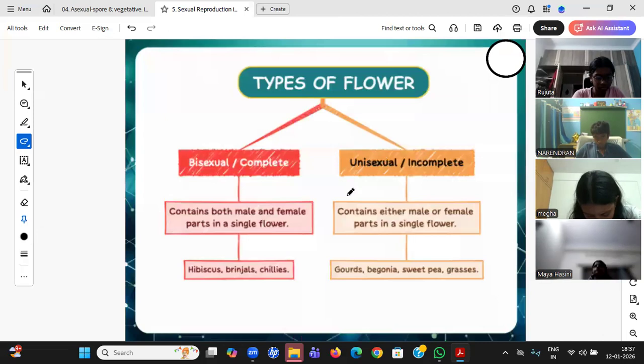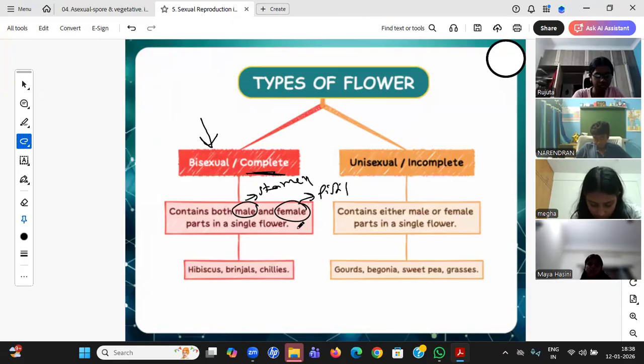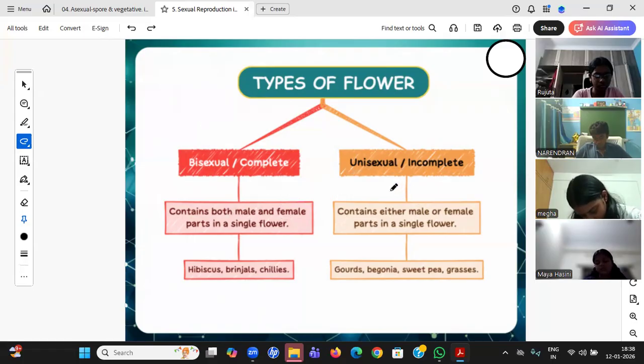Okay, so that classification is nothing but there are flowers which are bisexual, complete. What does that mean? It has both male and female. That means it has stamen also, it has pistil also. And there are some flowers which are unisexual. That means they consist of only male or female parts. So it may be stamen or it may be a pistil, but not both. So in nature, two types of flowers exist.